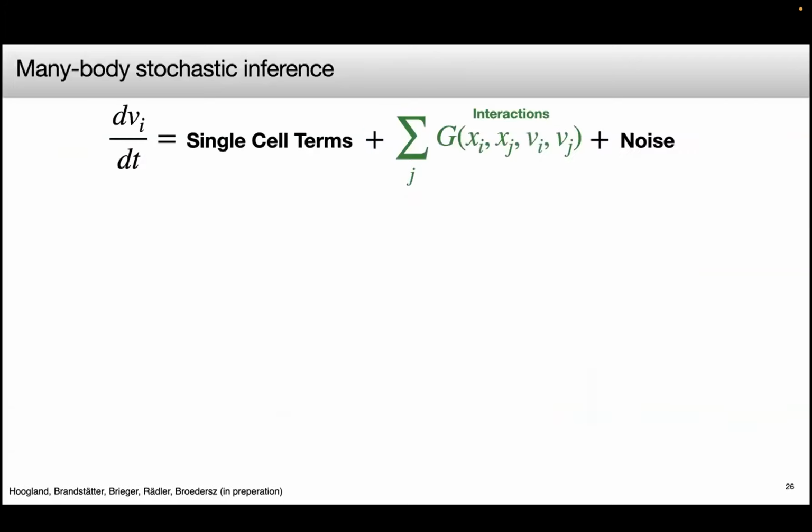But can we figure out the underlying dynamical rules? So we did the one body problem, the two body problem. So now we want to do the many body problem. We want to do many body stochastic inference where we have pairwise interactions between the cells, but we don't know what the structure of these pairwise interactions is. We assume that they depend on dynamical variables like cell position and velocity, but we want to be as agnostic as possible about how to figure out these interaction terms.